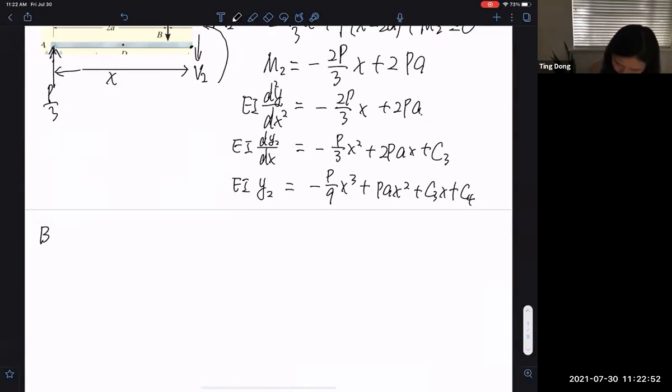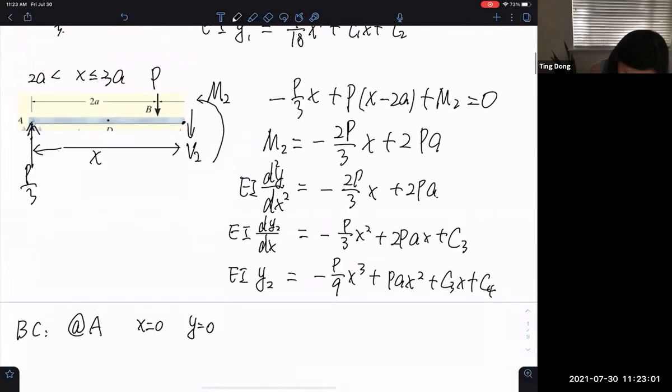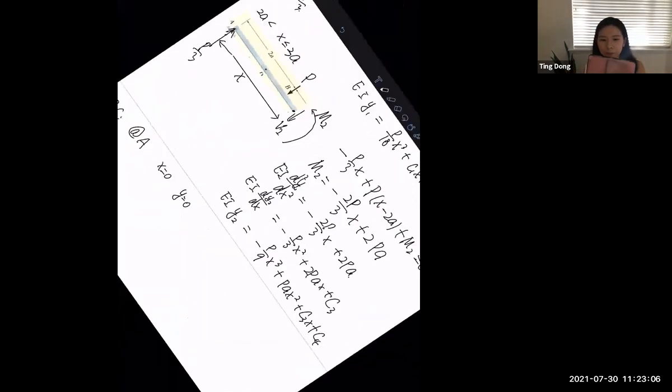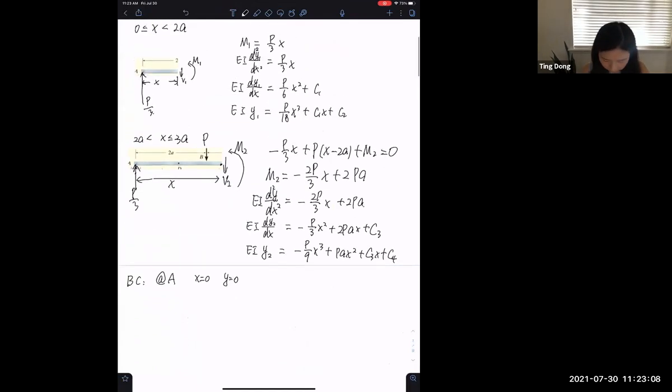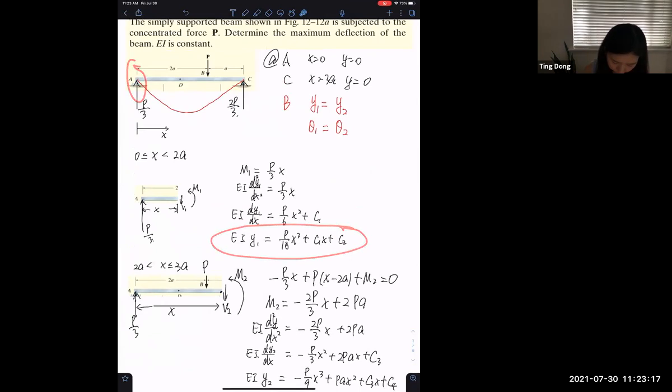Boundary conditions, first, at point A, we have x equal to 0, y equal to 0, and we need to use, let's rotate, this one, right? Because A is here, so we use this equation, and we plug in x equal to 0, it means that C2 equal to 0, right?